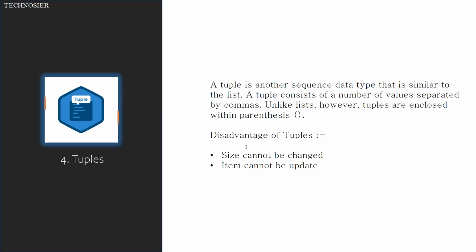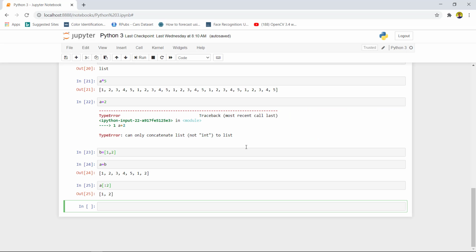Moving towards another data type in Python called tuples. A tuple is another sequence data type that is similar to a list. A tuple consists of values separated by commas, like the list. However, tuples are enclosed within parentheses. The disadvantage of tuples is that they cannot be changed and items cannot be updated. Now by seeing an example, we will know how to make a tuple.